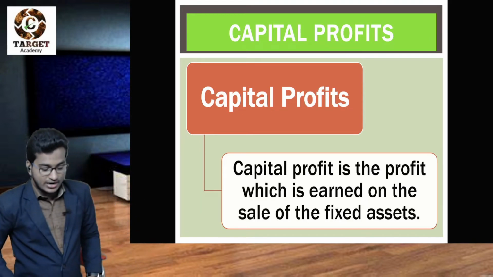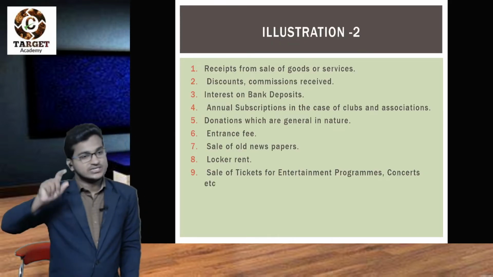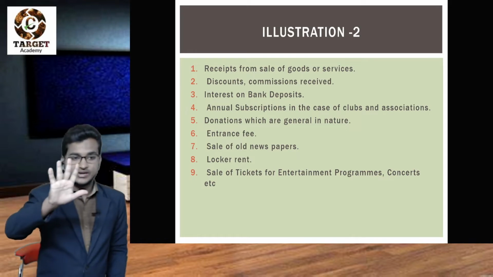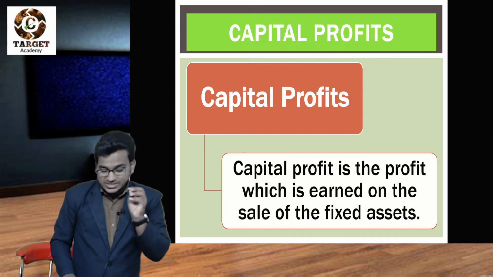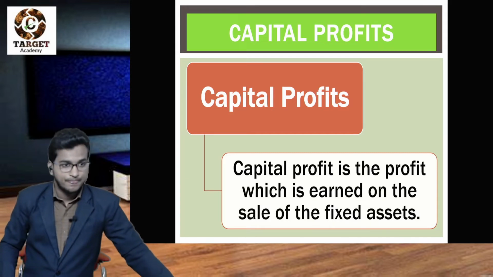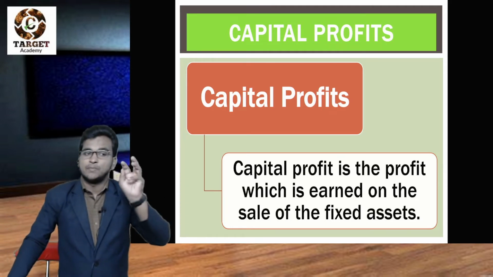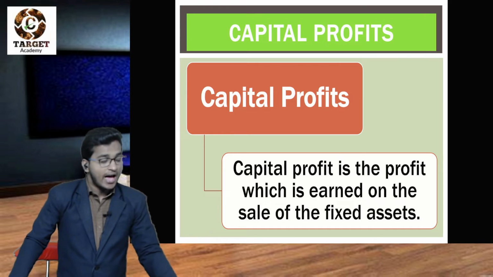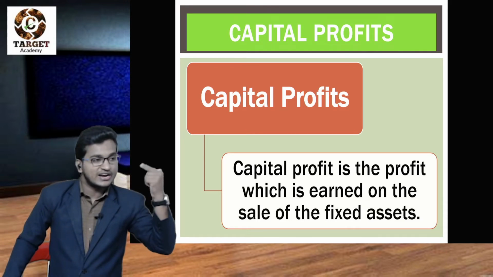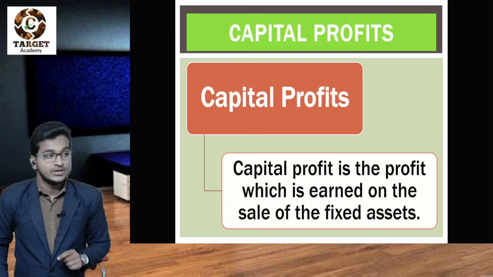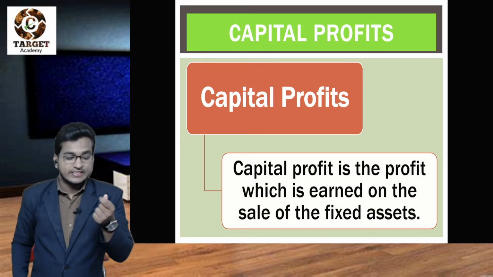Next concept, capital profits. If the word capital is there, somewhere it is related to asset. That is a clue. So capital profit means it is the profit which is earned on the sale of fixed asset. So when we sell a fixed asset, the profit we get is called capital profit. What should you recollect in your mind when you see capital profit? Asset profit. That means we are selling some fixed asset, and on that we are getting some profit. That is called capital profit.